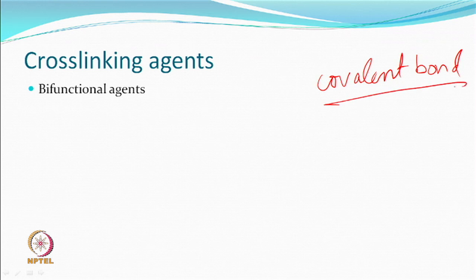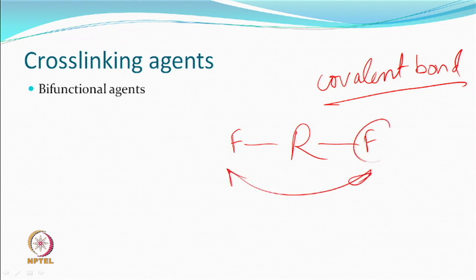The minimum requirement will be that this is a molecule which has got some length or some segment which has got at least 2 functional groups. These functional groups are supposed to react with, let us say, cellulose, and so if they react at 2 points, it makes a cross-link.